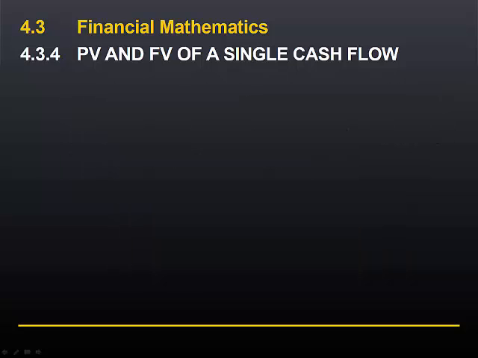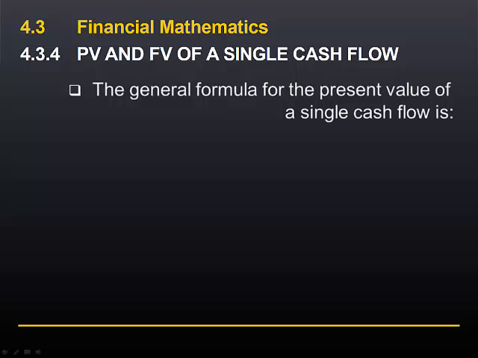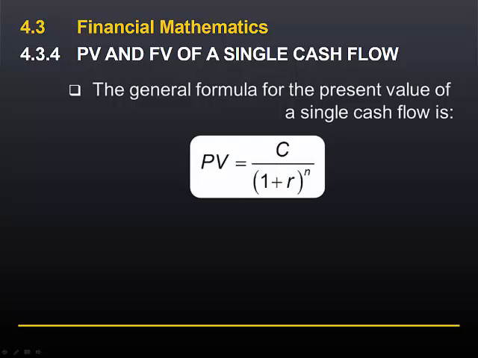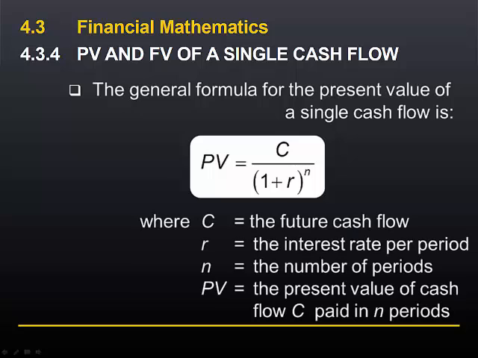This is the general formula for the present value of a single cash flow, where C, R, and N have the same definitions as in the previous formula. Sometimes a subscript is used to indicate the period of time the present value relates to, but most of the time we calculate the present value today or at time period 0, and therefore a subscript is not always necessary.